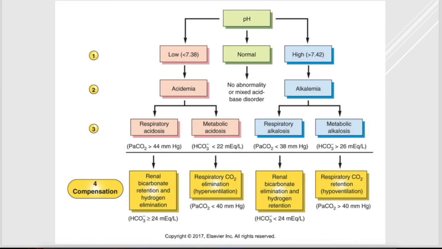Now, I do want to point this out. When somebody has a respiratory problem, whether it's acidosis or alkalosis, you compensate with the kidneys. If you have a metabolic problem, you compensate with the lungs. Again, respiratory problem, you compensate with the kidneys. Metabolic problem, compensate with the lungs. That's why people who have diabetic ketoacidosis, a type of metabolic acidosis, hyperventilate. They have those characteristic respirations because they're trying to blow off acid. You're compensating with the lungs.